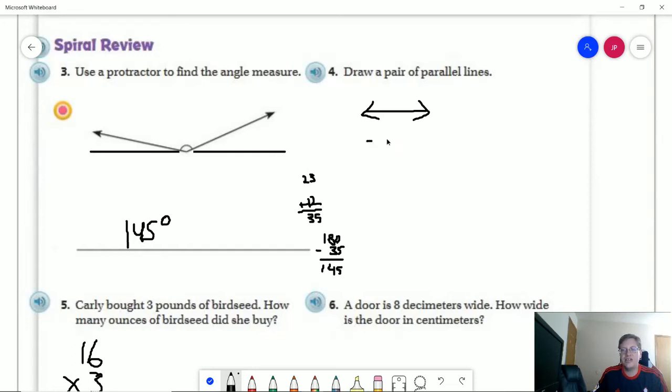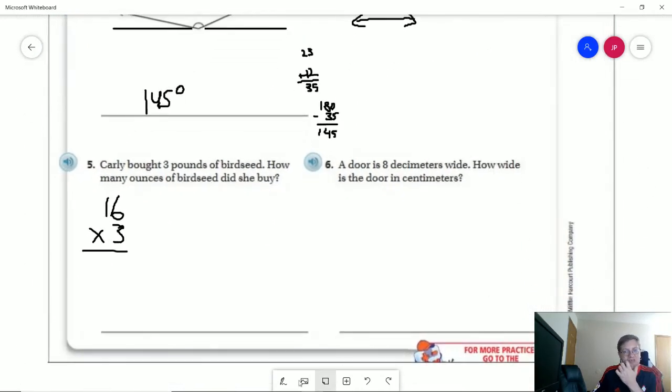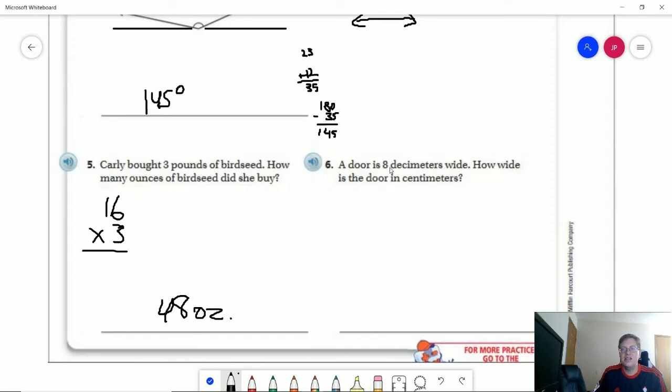A pair of parallel lines. Well, first of all, I have to be able to draw well, and I don't. But if you make two lines and they continue out in each direction forever using that symbol, that would be the most correct way to draw that. Number 5, if we take 16 times 3, that's going to give us 48 ounces of bird seed. And then decimeters are 10 times larger than centimeters. So to convert this to centimeters, we would multiply by 10, and that's going to give us 80 centimeters. So those are our homework problems.